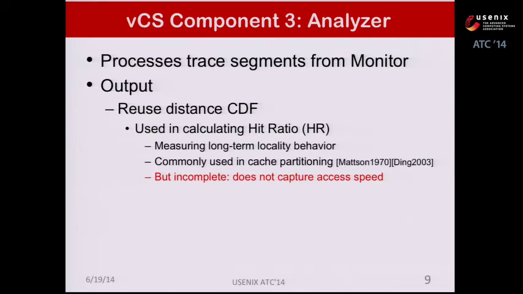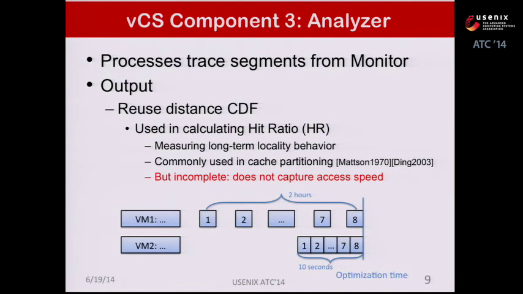However, we found hit ratio alone is not sufficient to capture the real cache locality, as it requires rather long-term monitoring and ignores information such as access speed. In this diagram, we show two VMs with exactly the same trace, but VM1 makes these accesses in 2 hours, while VM2 takes only 10 seconds.